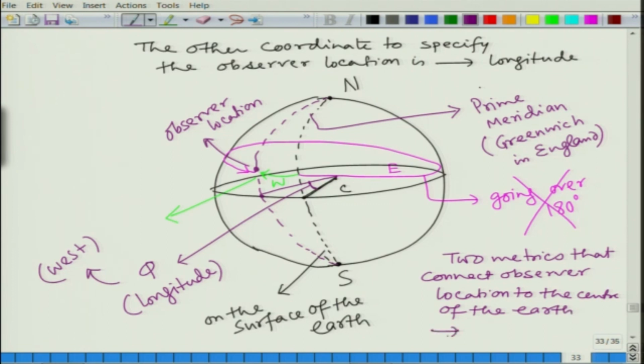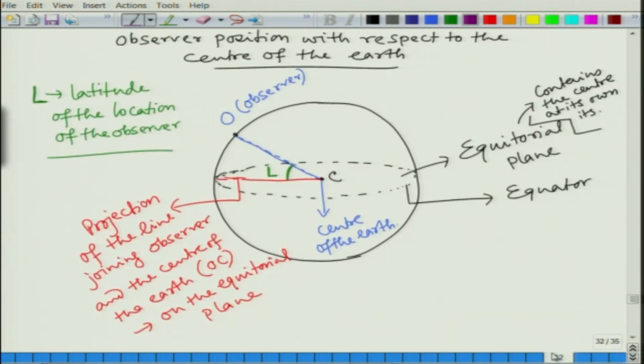Okay. And this one is latitude, which is designated as L, and the other one is longitude, which is designated by phi. Okay. So now we have two quantities which completely tell you where on earth you are located, which are given by latitude and longitude.